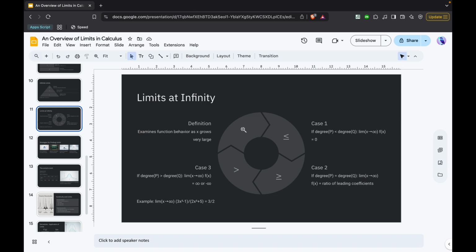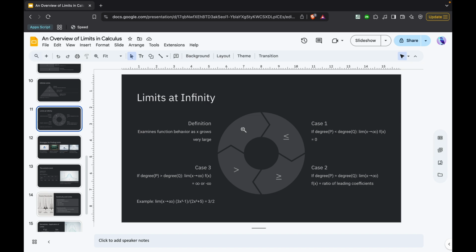Now, there are 3 cases for polynomial functions, especially if we're dividing them. Case 1: if the degree of p, the polynomial in the numerator, is less than the degree of q, the polynomial in the denominator, then the limit of f of x is equal to 0. Case 2 is if they're equal, and the limit is the ratio of the leading coefficients. So let's say we have 2x squared plus 5x plus 1 divided by 3x squared plus 7x minus 10. The limit as x approaches infinity would be 2 over 3, or if it was 2 over 5x squared, it would be 2 over 5.